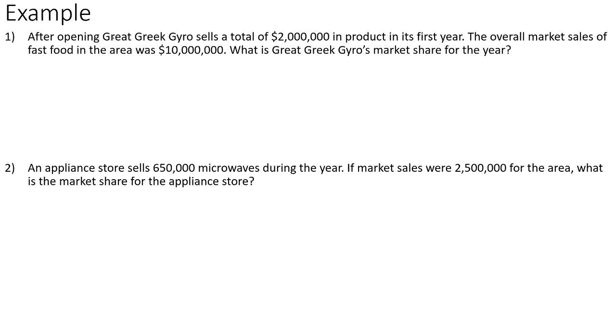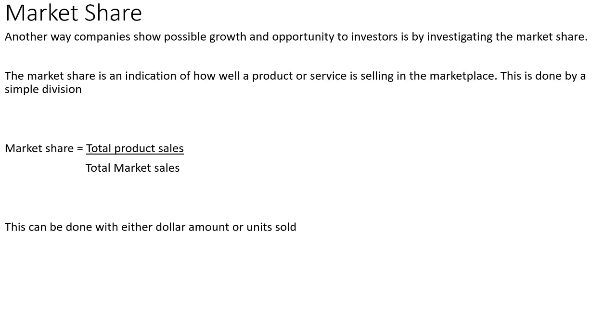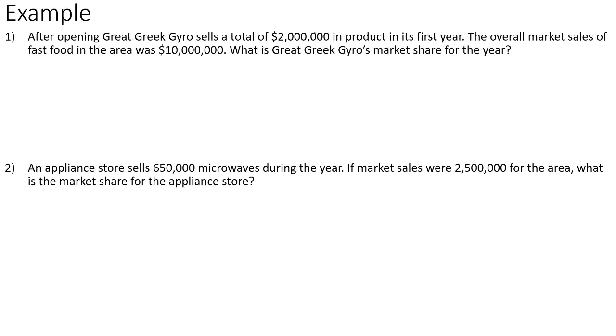After opening, Greek Gyro sells $2 million in product. So if I go back here, that's their product sales. Overall, they sell $2 million. The overall market sales for the fast food in the area is $10 million. So they took the data for all the fast food restaurants in the area, including them, but McDonald's, Burger King, all the stuff in that area, and they found that in total, people sold $10 million.